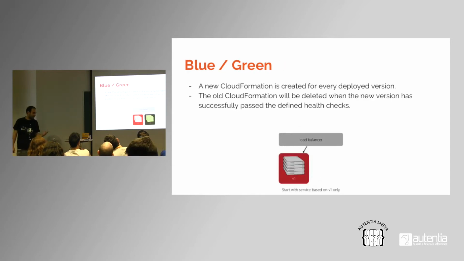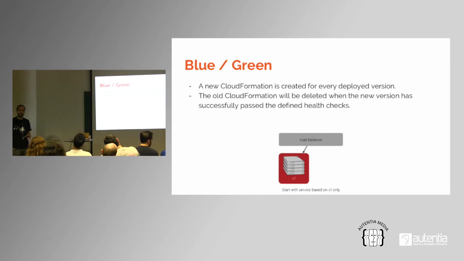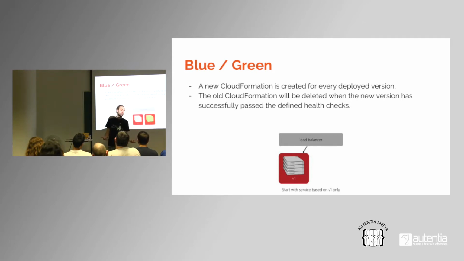The other strategy is the blue-green. In this case, you have two different sets of servers, or in this case, you have two different CloudFormations, and when you create a new set of resources, and when this new version is ready to take traffic because all the health checks are passing and they are fine, then Wimpy will remove the old CloudFormation, leaving only the new version.